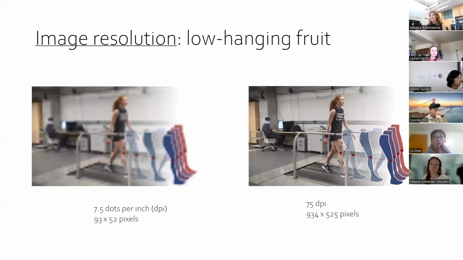Here's an example of low resolution, high resolution. This should be pretty intuitive, right? The figure on the left is low resolution. So this was exported at 7.5 DPI, which is dots per inch.